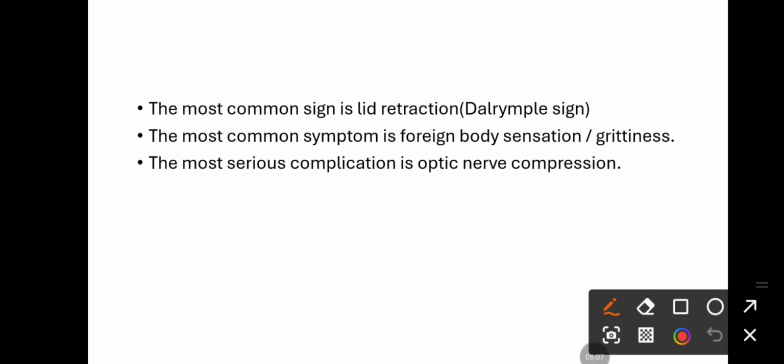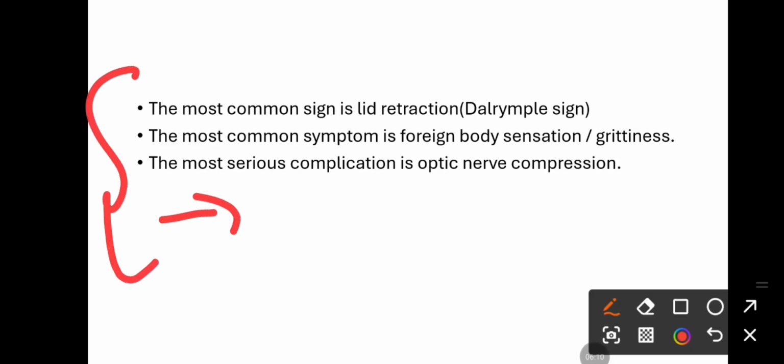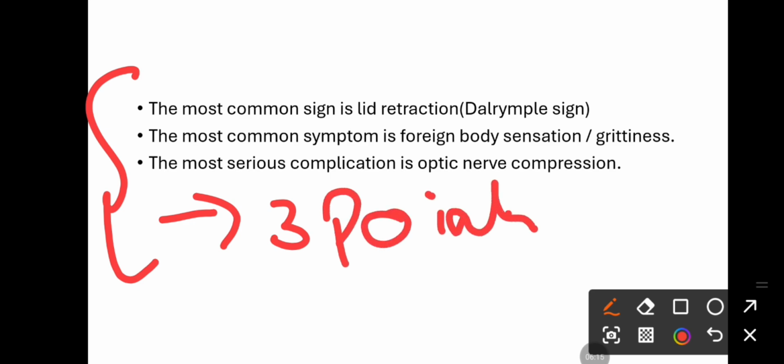So remember these 3 points. Sometimes they will be asked in your MCQs. If the question paper asks the most common sign of Graves ophthalmopathy, it is lid retraction. When someone asks the most common sign in Graves ophthalmopathy, it means lid retraction. And for Graves ophthalmopathy, the most common symptom is foreign body sensation or grittiness.